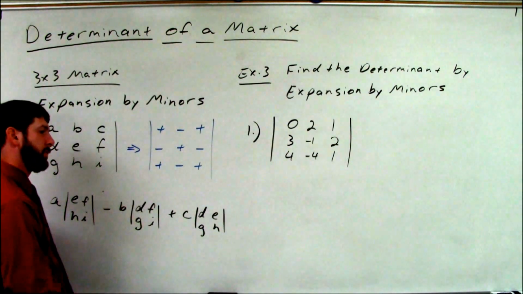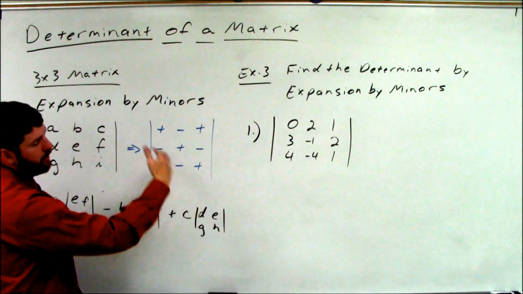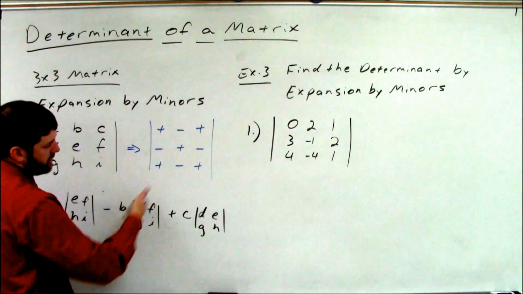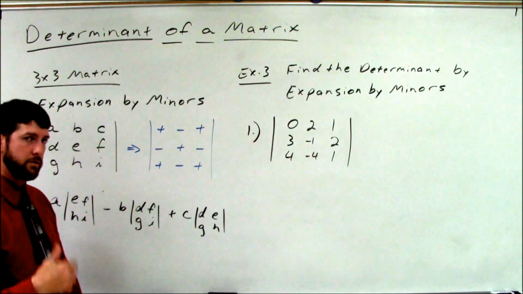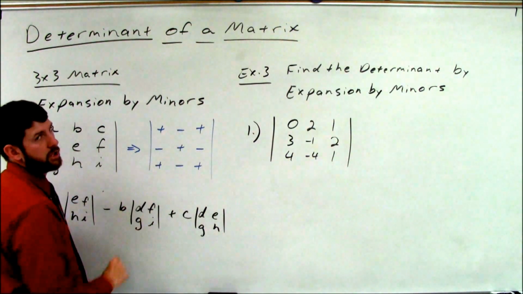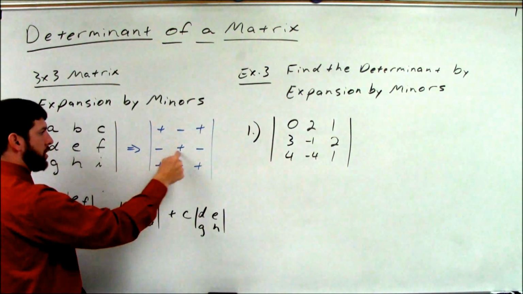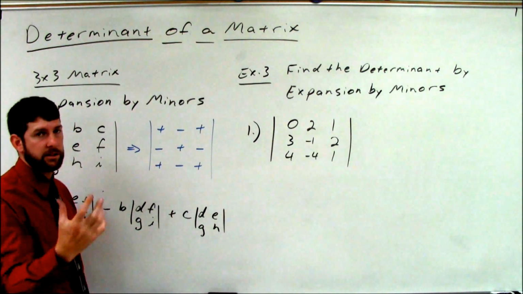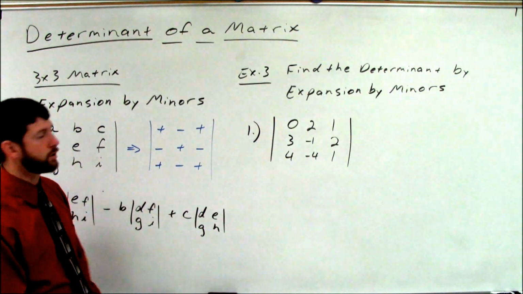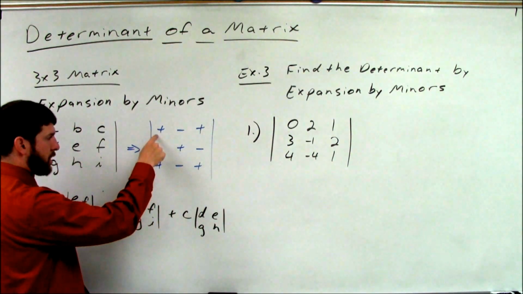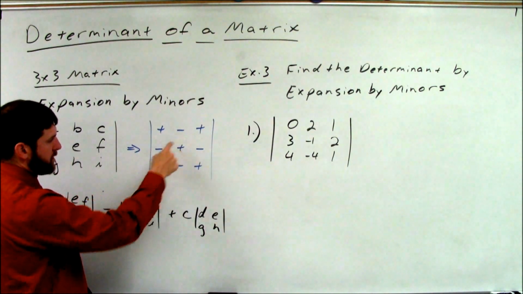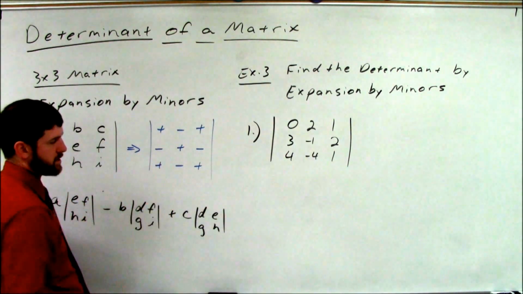Where in the diagonal method it was add all of our left-handed diagonals and subtract all of our right-handed diagonals. In this, we've got to pay close attention to the signs, where we start with a plus sign and then we just alternate all the way through. And that's going to tell us which ones we add, which ones we subtract. So you always start with a plus sign: plus, minus, plus, minus, plus, minus, plus, minus, plus, and so on.